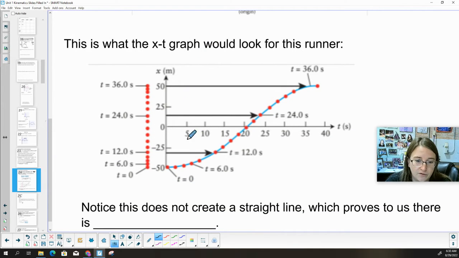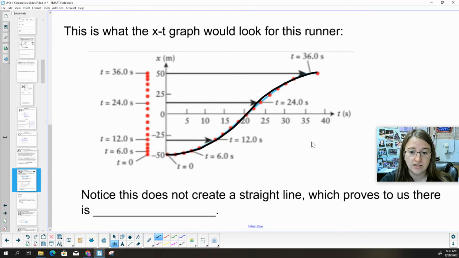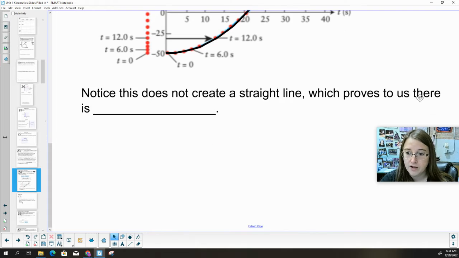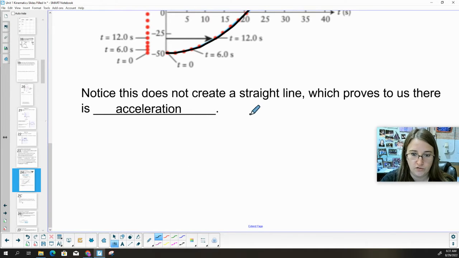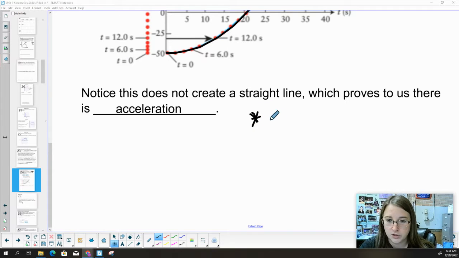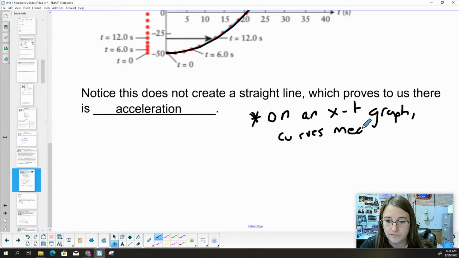So here's what an XT graph will look like for this runner. What do you notice about this graph that we haven't had to work with yet? It's a curve. Notice that this does not create a straight line. So when there is, on a position versus time graph, when it's not a straight line, that proves to us there's an acceleration. So if you want to make a note there, this is an important thing we're going to push. But on an XT graph, curves mean an acceleration.